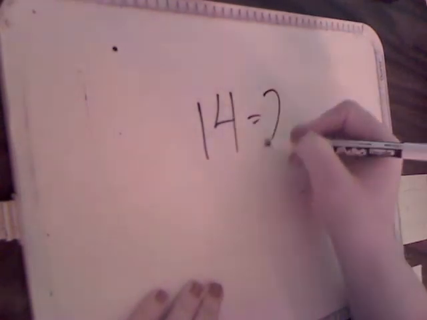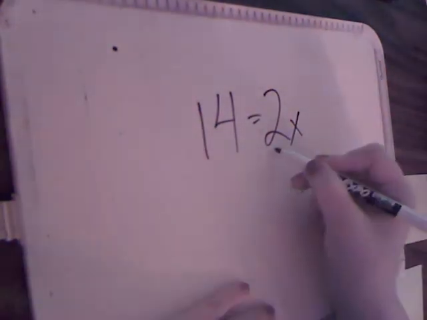Our second problem, 14 equals 2x. What type of problem is this? This is a multiplication problem. What's the opposite of multiplication? The opposite of multiplication is division. What are we going to divide from both sides to get the variable alone? To get the variable alone, we're going to divide 2 from both sides, and we're going to show that as a fraction.